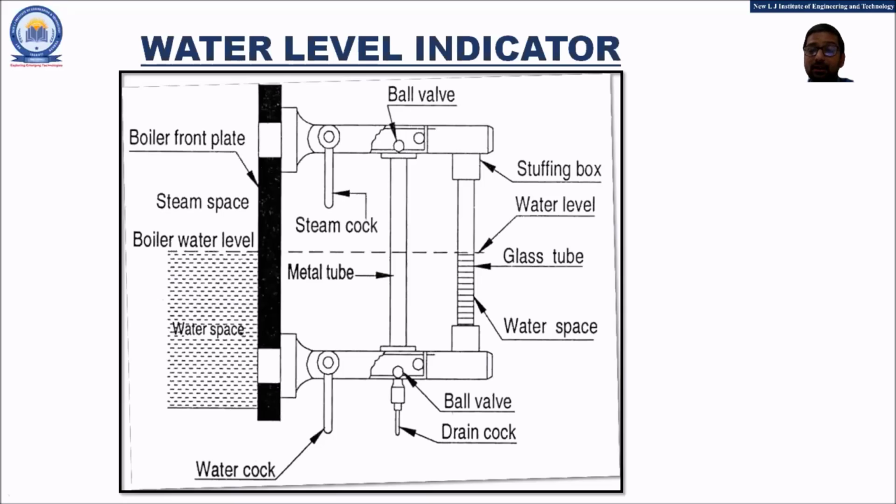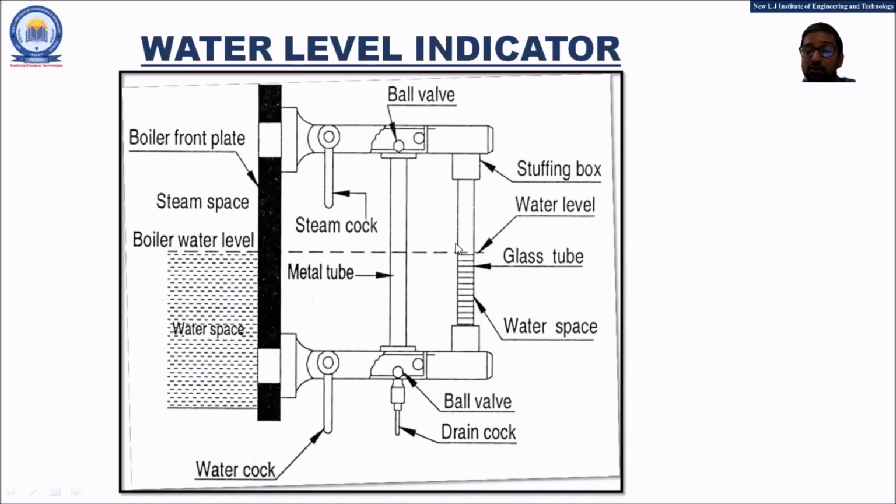Now let us understand the working of the water level indicator. For measuring the water level inside the boiler, the water cock and the steam cock must be opened completely. Both the cocks are opened completely. Because of the opening of the water cock, the water rushes into the water tube and starts filling the vertical glass tube. Similarly, on the top side, by the opening of the steam cock, the steam rushes into the steam tube and is collected in the glass tube.